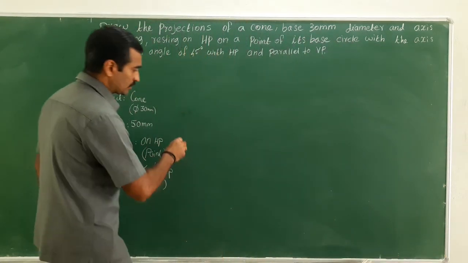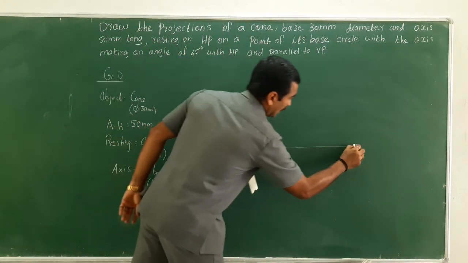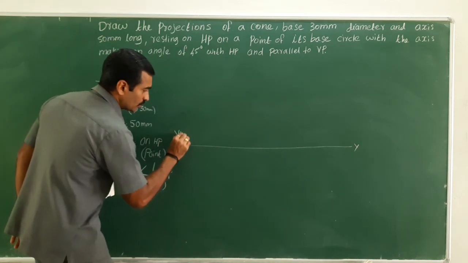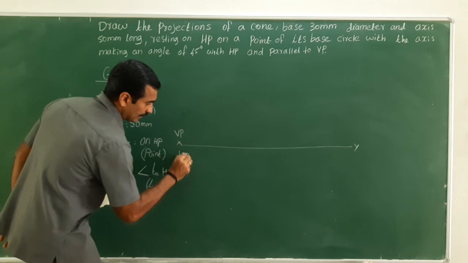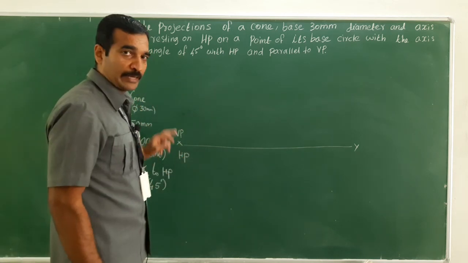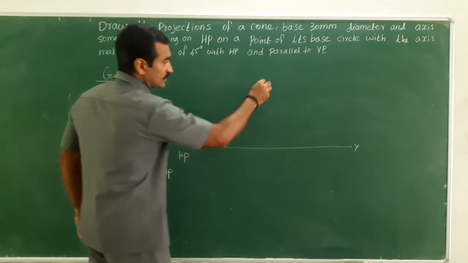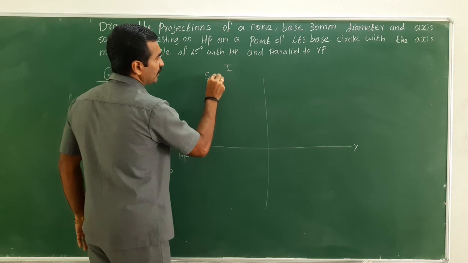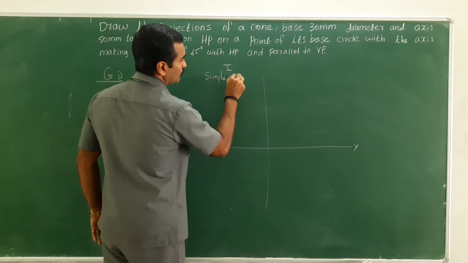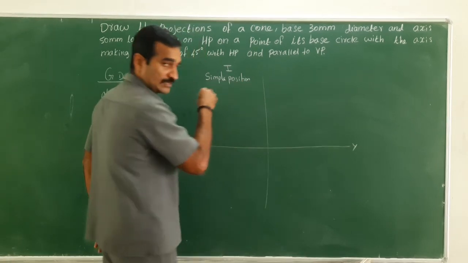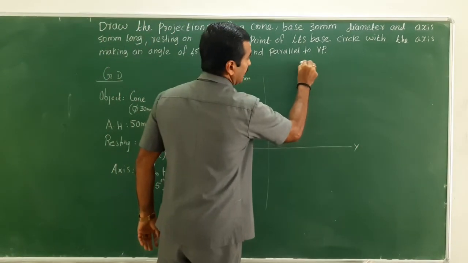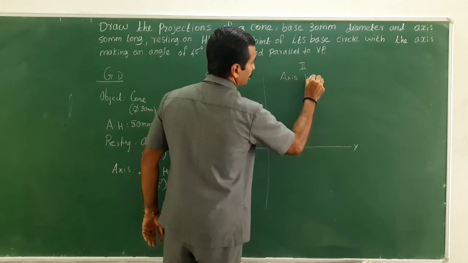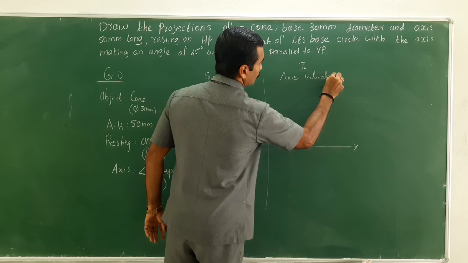So, first thing you have to do is draw a line representing XY, which is nothing but the reference line or ground line. Above the reference line is VP and below is HP. So, this is divided into two stages. The first stage is for the simple position or simple resting. The second stage pertains to axis inclination or final position.